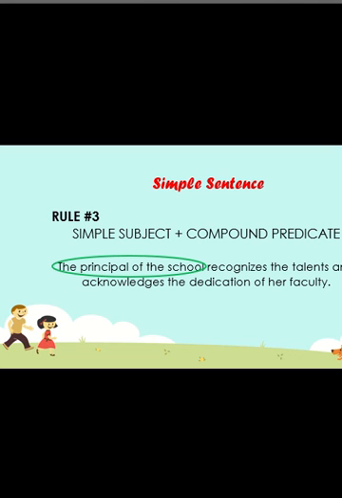That is, recognizing the... Okay, Erica. Recognize the talents and dedication of the faculty. Okay, very good. That is our compound predicate. We have recognizes and acknowledges. That is our compound predicate. And for the complete predicate, that is recognizes the talents and acknowledges the dedication of her faculty.